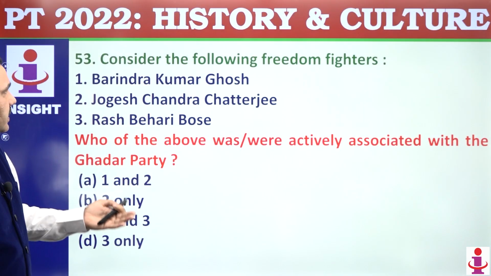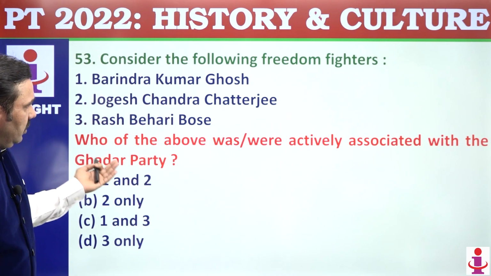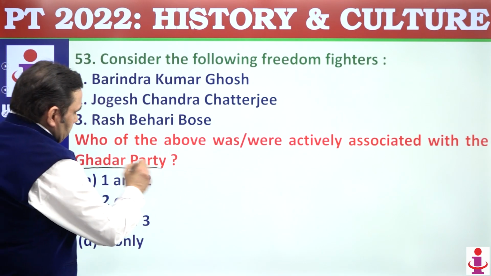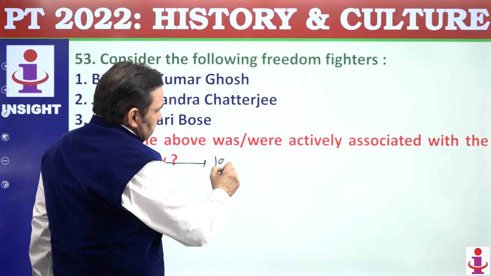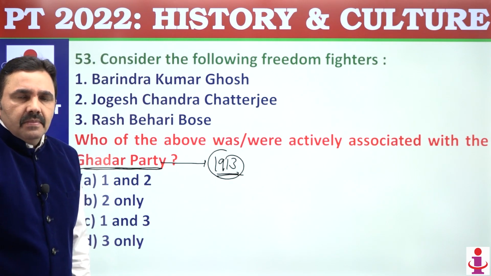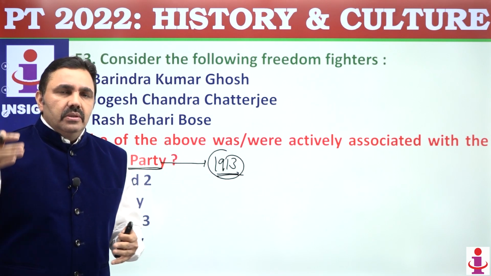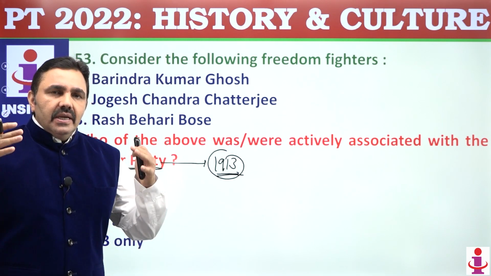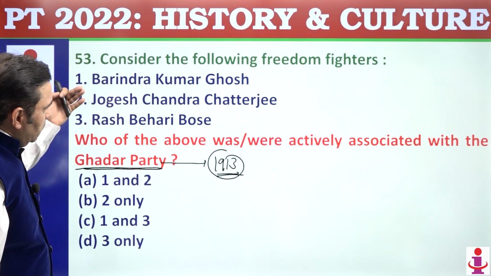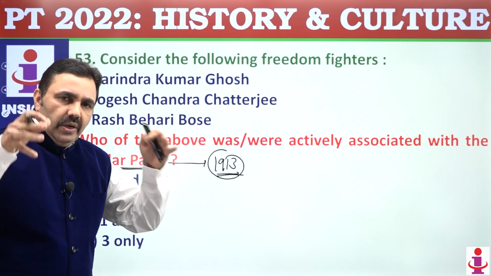Consider the following freedom fighters: Barindra Kumar Ghosh, Jogesh Chandra Chatterjee, Ras Bihari Bose. Who of the above were actively associated with the Gadar Party or Gadar movement? The Gadar Party or Gadar movement was started in 1913 by Lala Hardayal, Sohan Singh Bhakna and others in San Francisco. And then they organized their activities in India also. They tried to overthrow the British rule, or they tried to liberate India from British colonial rule by using force.